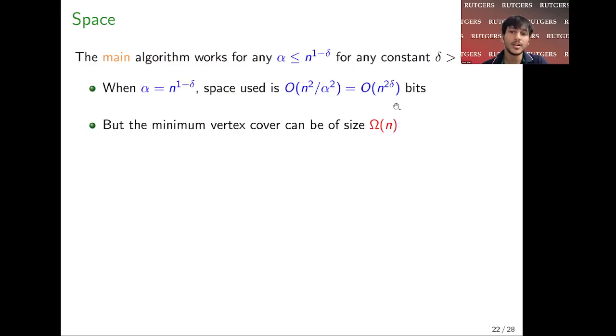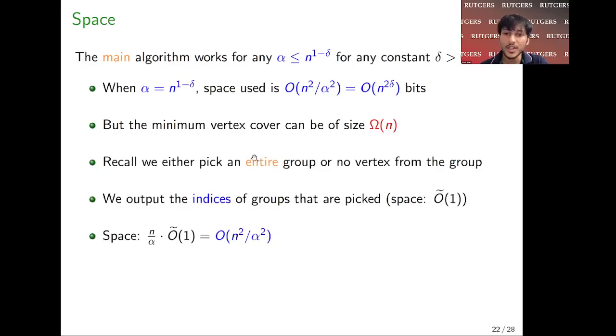So we output a very structured solution, right? So you recall that we either output an entire group or no vertex from the group. And so we can just output the group numbers, the group indices, right? And this takes just O tilde 1 space. And this means the space is n over alpha, because these are the number of groups, times O tilde 1, which is O of n square over alpha square bits, right? And the groups themselves don't take a lot of space because we don't do grouping completely randomly. We do it using hash functions, and that also takes small space. So basically we're done in n square over alpha square bits of space.